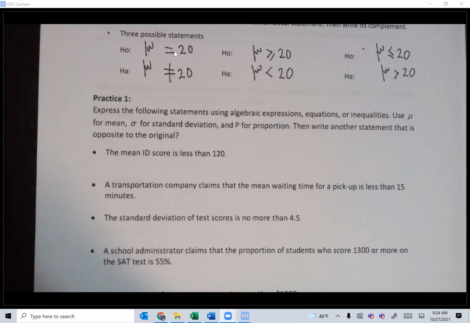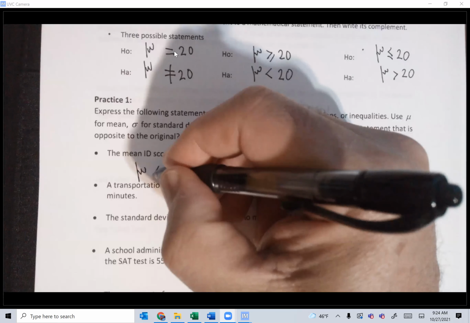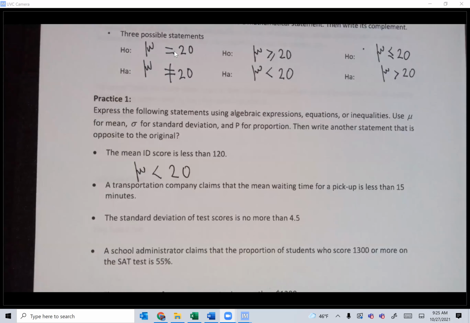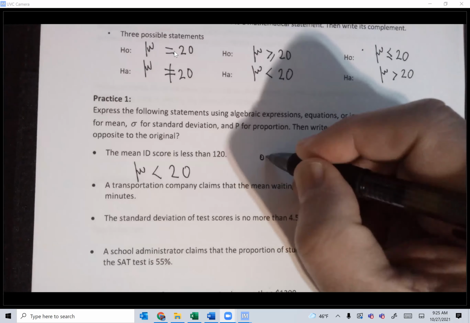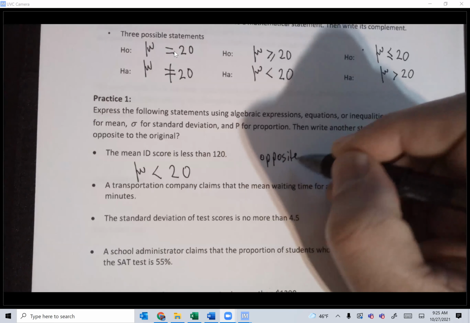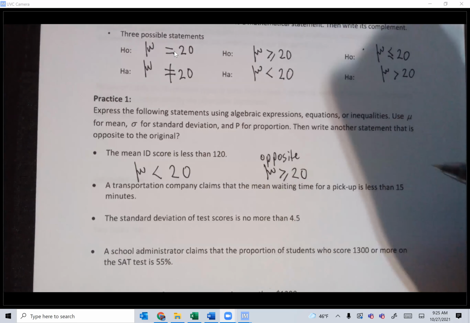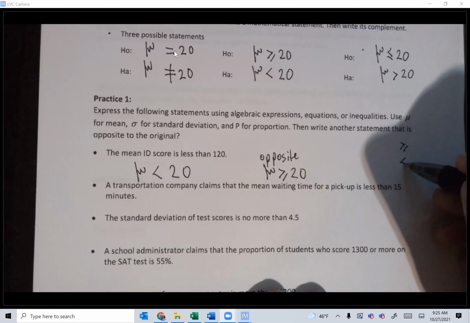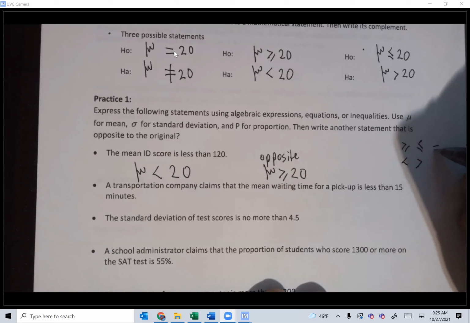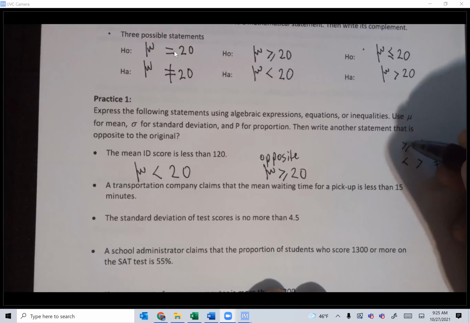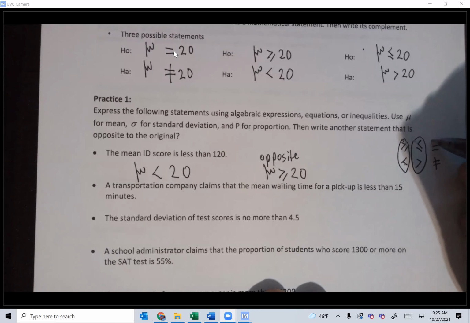So the mean IQ score is less than 120, guys. So that would be like this. That's the interpretation. And he wants us to write now a statement that is opposite to it. So let me just put opposite here. And you guys agree with me, it should be greater than or equal to 120. So remember, this one and that one together. That one and greater than are together, and these two are together. Any combination you have to have either these two or the middle two or the last one.